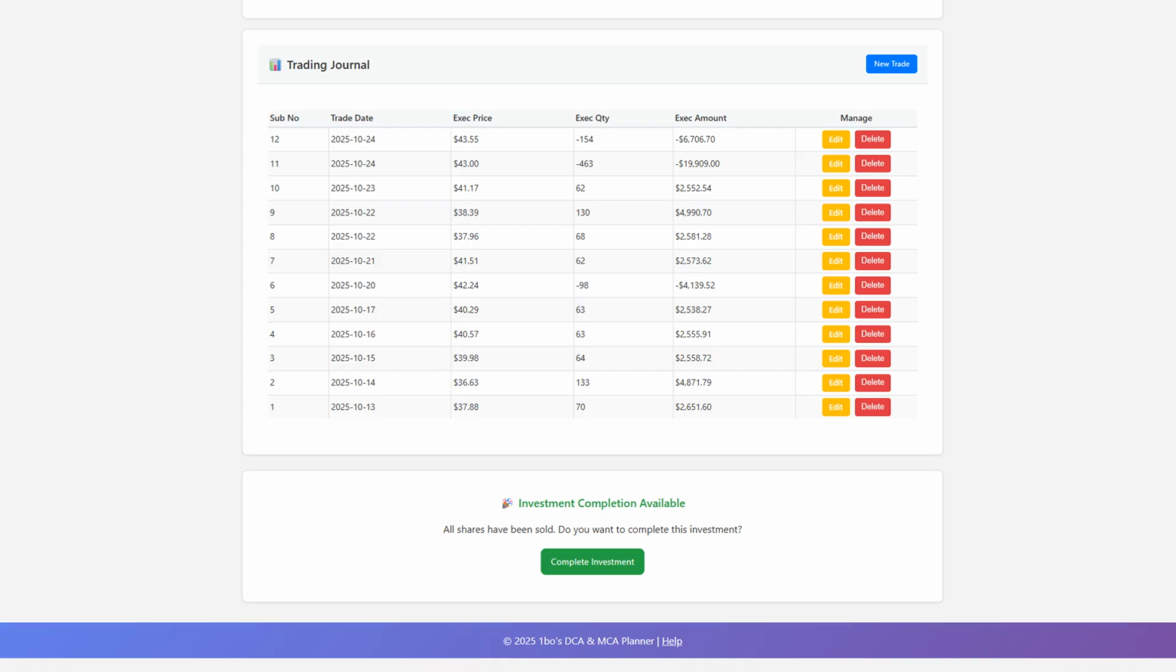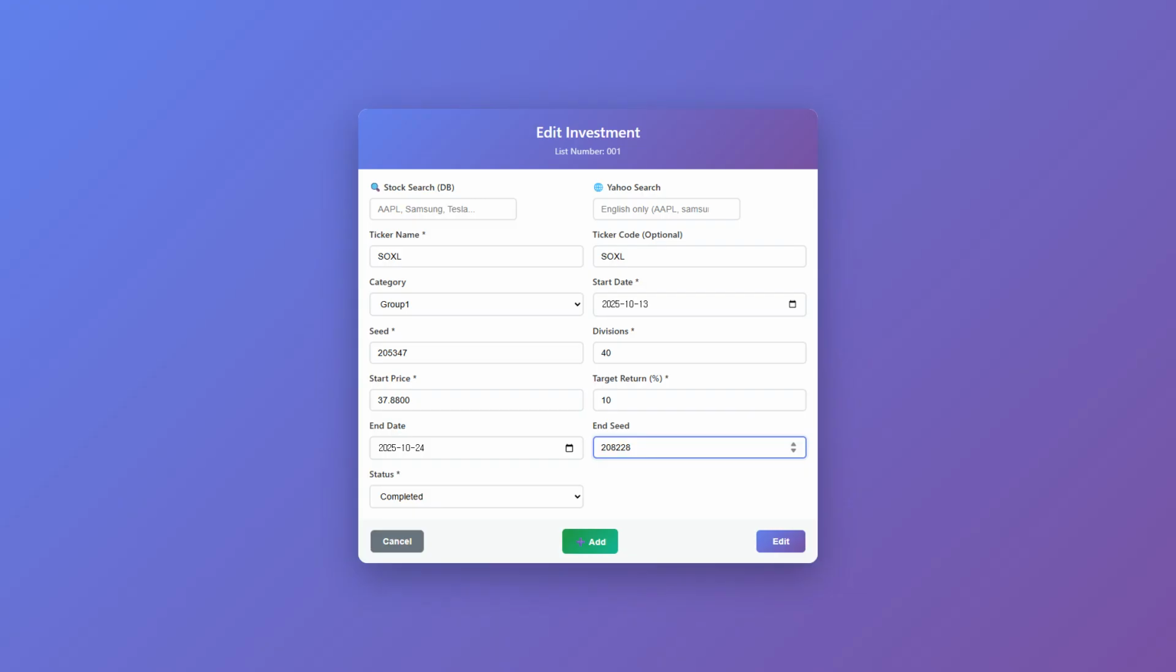In the edit form, change status to completed. Enter end date October 24th and final seed $208,228. Click Update. The investment moves to the completed archive.